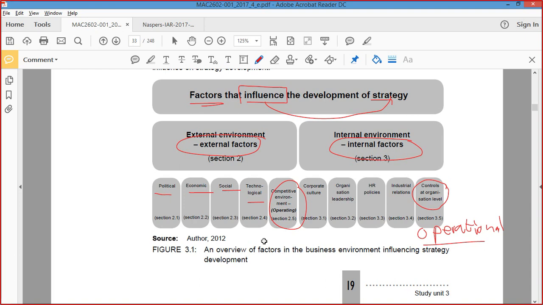Correct. So that's just one example of something that's going to influence strategy. Technology influences strategy. For example, when things went digital, from analog to digital, those companies that didn't adapt and change their strategy, do you think they're still surviving today?